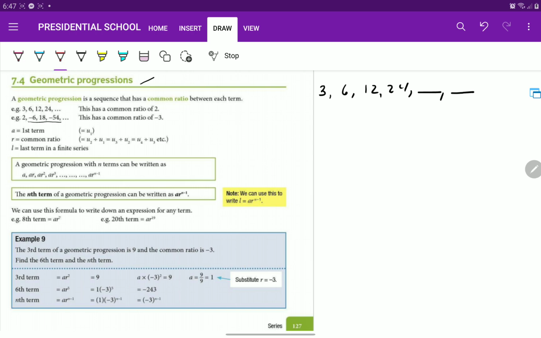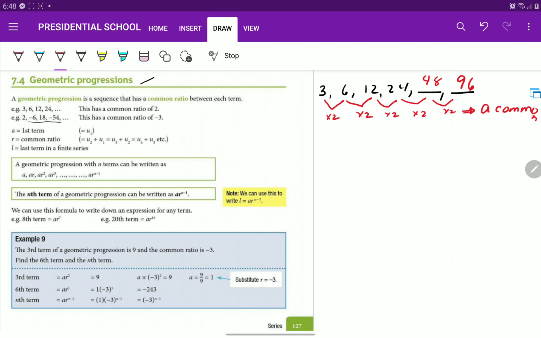As you notice, for you to be able to get the 6, you need to multiply 3 by 2. Then 6 by 2, 12 by 2. This is therefore 24 by 2 is 48. Then 48 by 2 is equal to 96. Alright? Now, this is what we call a geometric progression because to get the next term, we are multiplying by a common ratio.